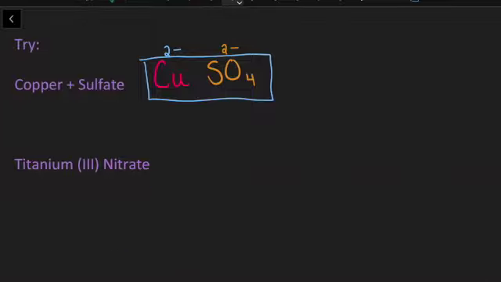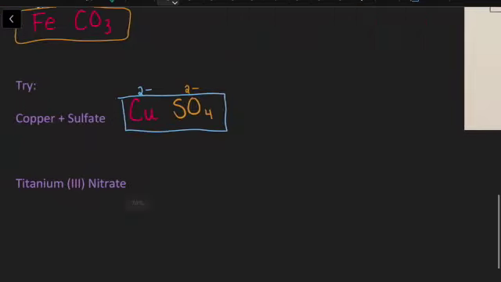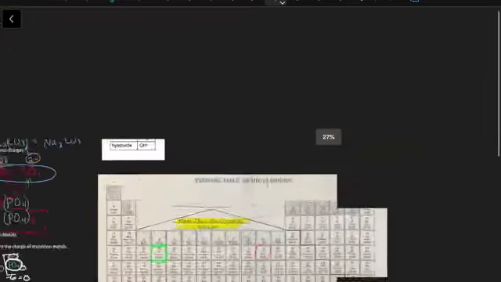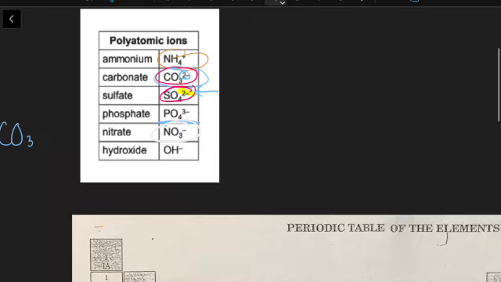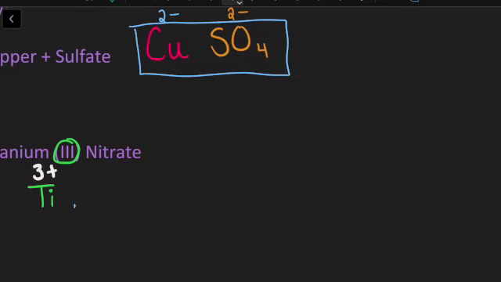Alright, titanium 3 nitrate. Titanium is right here, doesn't really help us much because the periodic table will not tell us the charge. We have to look for Roman numerals or clues. So we have Ti, and it tells us it has a 3+ charge. And then we have nitrate up here, NO3-. And the minus just means -1.